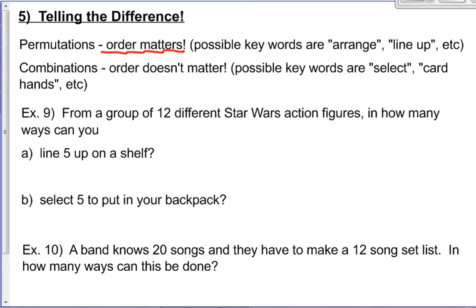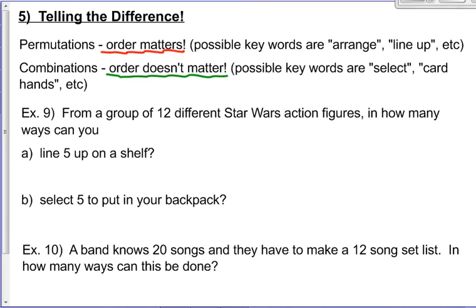So ask yourself, does the order of the objects in question make a difference? Possible keywords are select or card hands. If you have a card hand, the order that you hold them doesn't make a difference. Whether you have the Jack, King, and Queen of Hearts, or the Queen, King, and Jack of Hearts, same thing. So order wouldn't matter typically in card hands.